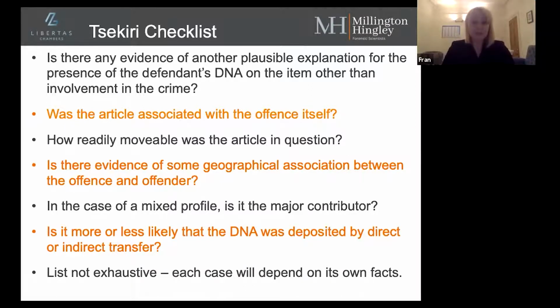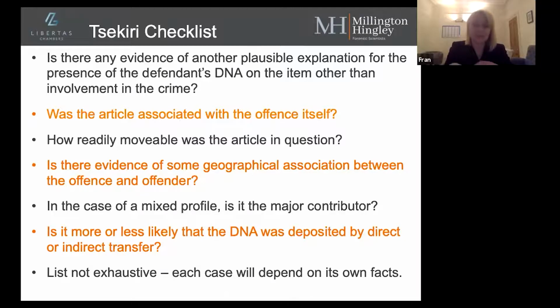One of the other things in the checklist was whether it was more or less likely that the DNA was deposited by direct or indirect transfer, which we've just been looking at. Now, in Sakiri, again, I can't say it, the expert position was that secondary transfer was improbable. That's quite a lot for experts to go that far. Importantly, the court said that each case is going to turn on its own facts, and so the list isn't exhaustive.